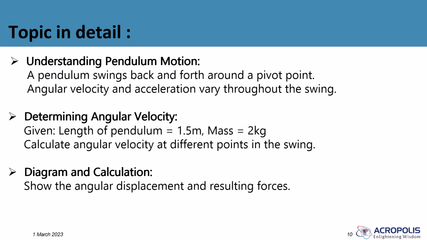Understanding pendulum motion. Another common example is a pendulum. As it swings back and forth around the pivot point, its angular velocity and acceleration constantly change. By analyzing the length and the mass of the pendulum, we can calculate the angular velocity at different points in its swing. We can also derive the angular velocity using the given formula.